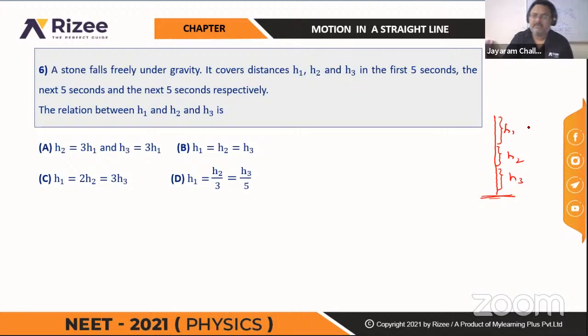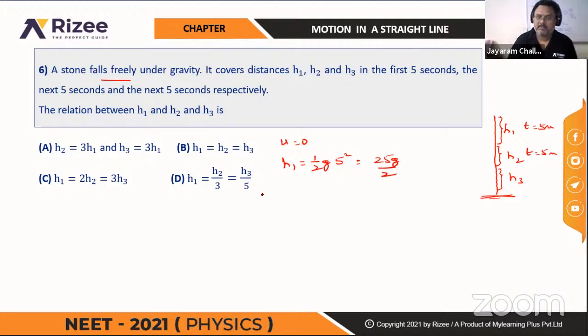So the time taken for every interval is t equal to 5 seconds. Since it is falling freely, the initial velocity u is equal to 0. So I can write from this relation that h1 is equal to u t, which is 0, plus half g t square, which is 5 square. That is 25 g by 2, which will be your h1.